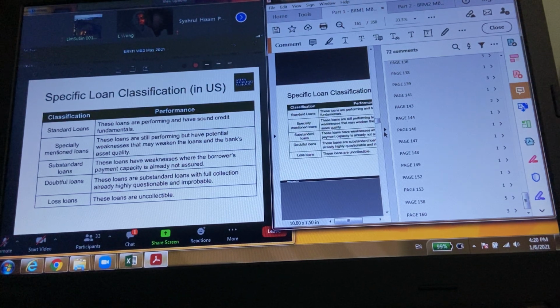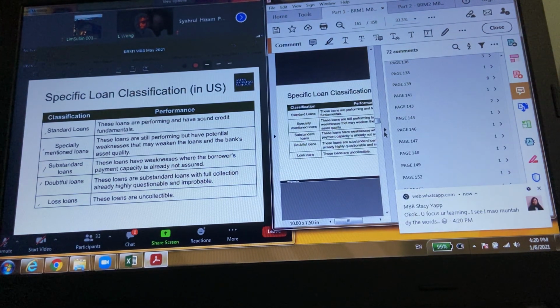Generally, before you make the provision, there is a certain classification. What is being shown in the book is the US classification, which I believe part of it is also adopted in Malaysia. So what they say is, when you have an individual loan, you have to classify it into the following categories, depending on which is appropriate. For example, is the loan a standard loan, a specially mentioned loan, a substandard loan, a doubtful loan, or a loan loss?